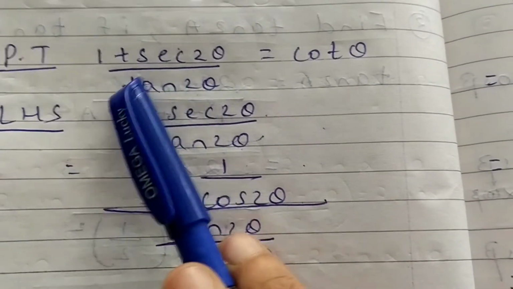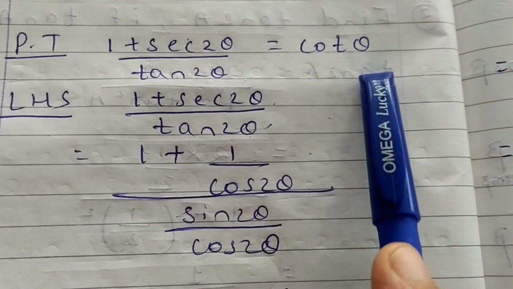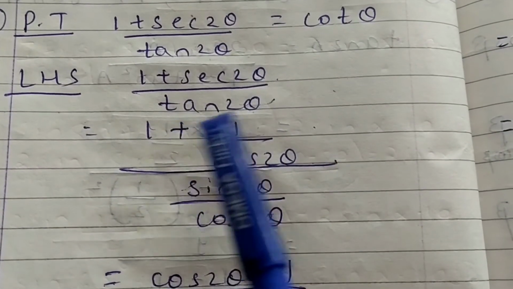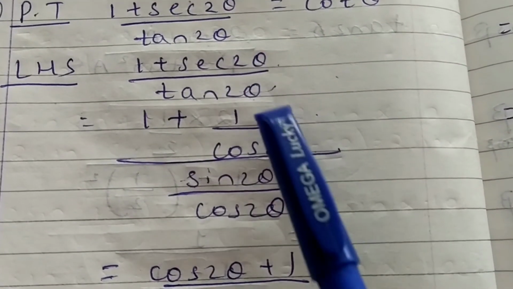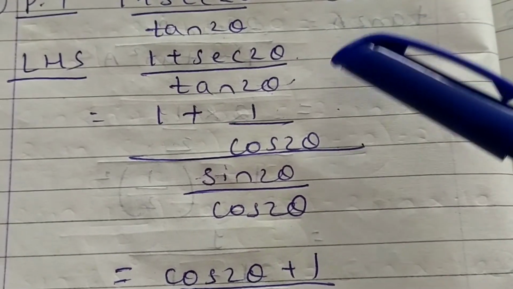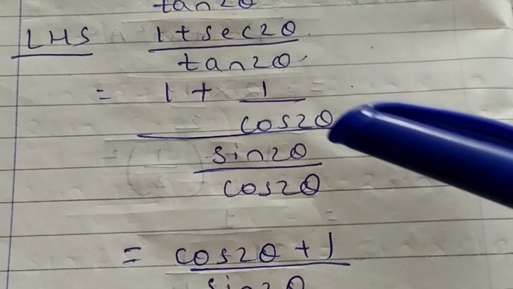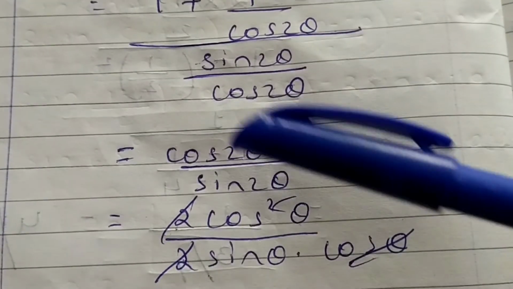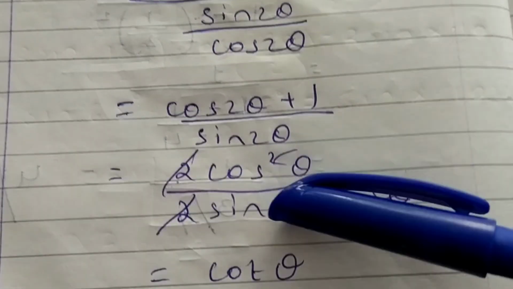We have to prove that 1 plus sec 2 theta upon tan 2 theta is cot theta. We take LHS. It is 1 plus sec 2 theta upon tan 2 theta, but sec theta is 1 upon cos theta. So sec 2 theta is 1 upon cos 2 theta. Tan theta is sin theta upon cos theta. So tan 2 theta is sin 2 theta upon cos 2 theta. We take LCM, so we get cos 2 theta plus 1 upon sin 2 theta.